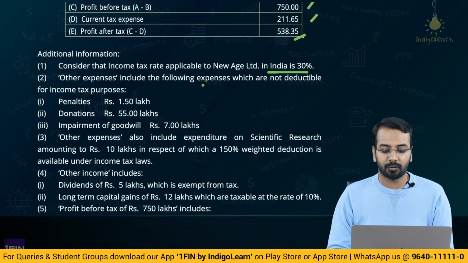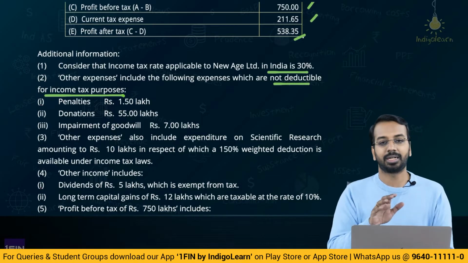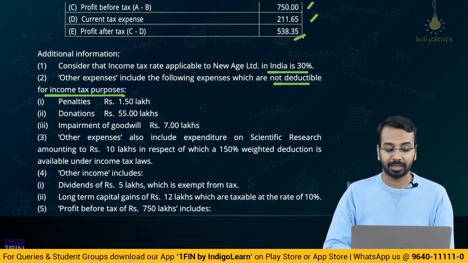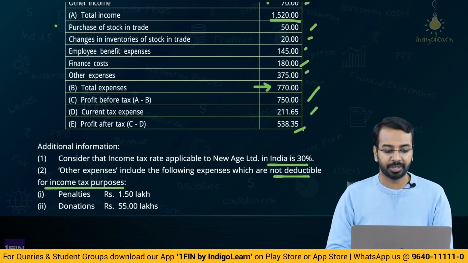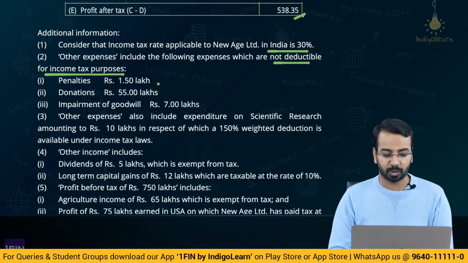Other expenses include the following expenses which are not deductible for income tax purposes. Now that expense you have already included here. So when you calculate the taxable income, you will add back, right? So penalties 1.5, donations 55, impairment 7 lakhs.